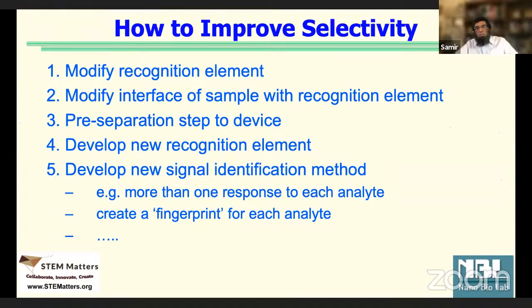So sometimes we need to modify the recognition element. We need to change the interface. Sometimes, and it has happened, we'll look at some examples, you may have to put a linker molecule on the surface. That would mean you'll create a SAM, or self-assembled monolayer, of a linker molecule, and then put your recognition element on top. The reason is to reduce the effect of the surface, which may be charges, stiction, or roughness of the surface maybe. So there are many things that go into modifying the interface.